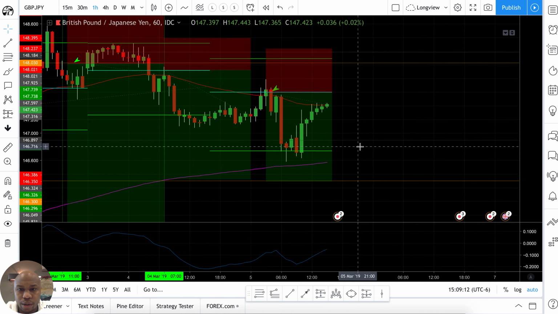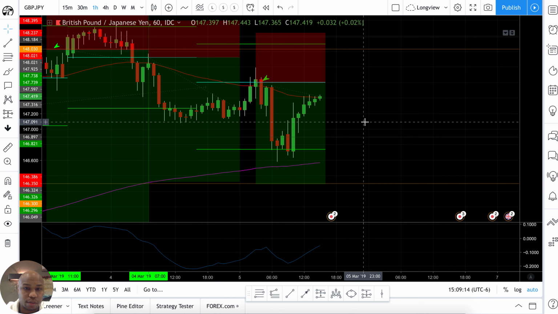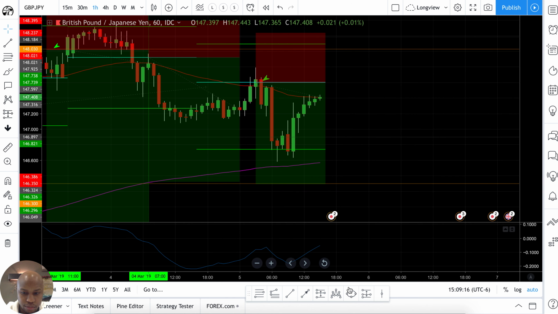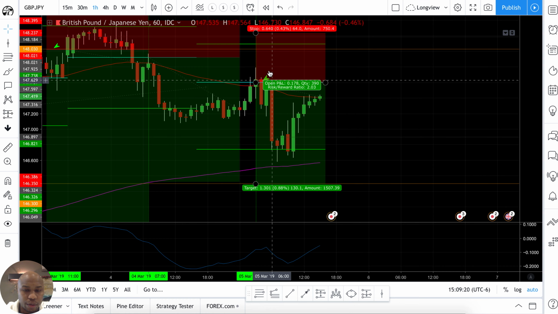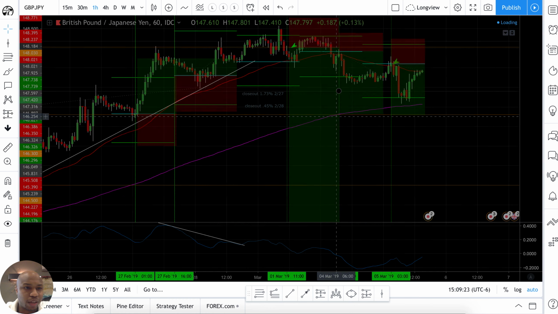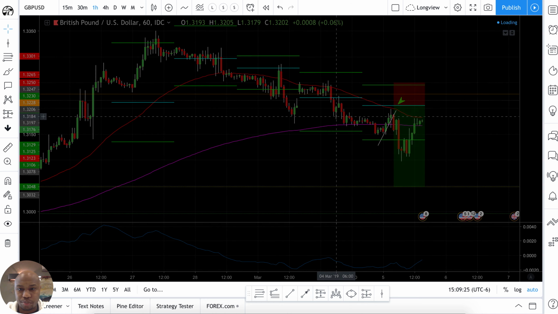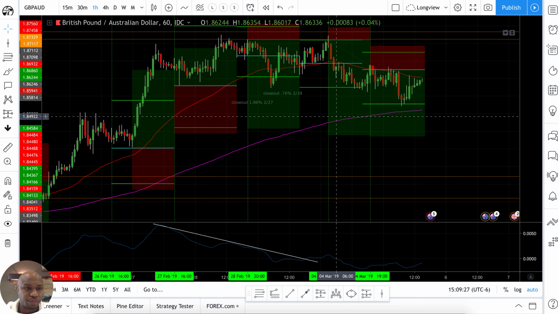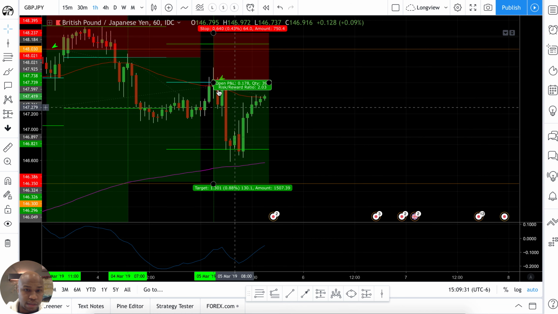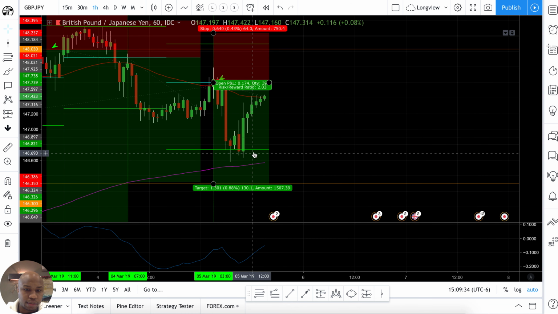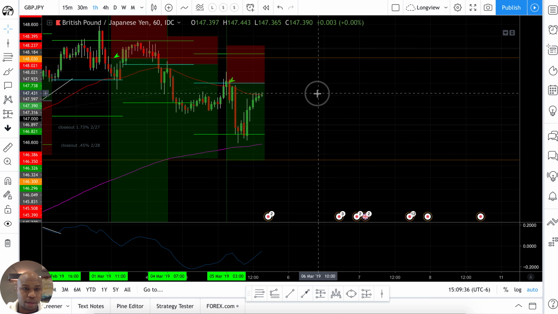GBP JPY, I did get triggered here. Happy about that. Draw in here. This is the same thing I was trying to do on USD, but it didn't pull back all the way. Sorry, JPY. So yeah, we're in this, and it dropped in, and then it's coming back again.